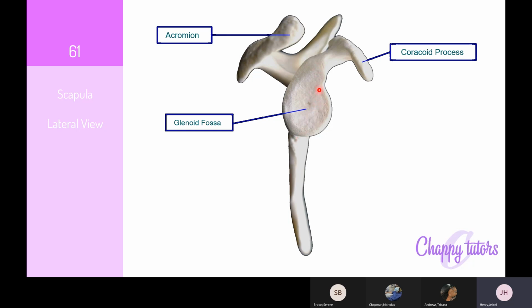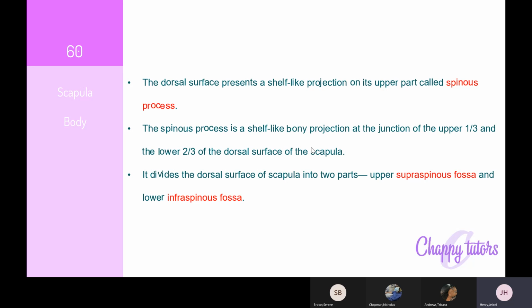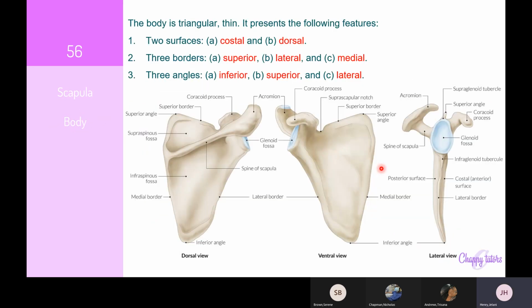Right. Just above the glenoid fossa, you could kind of see it, barely, is a little projection off of the glenoid fossa, right? That is the supraglenoid tubercle. So you could see a slight raise, a slight projection just above the glenoid fossa, and that is the supraglenoid tubercle. Similarly, inferior to the glenoid fossa, we have the infraglenoid tubercle.